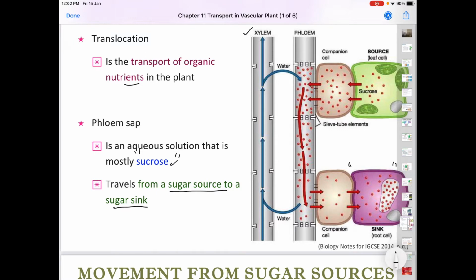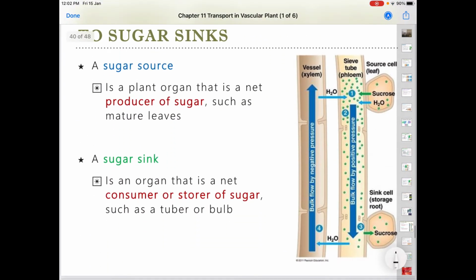So this is the structure of xylem, which is located alongside the phloem. And beside the phloem, we have here the companion cell, which also helps in the translocation of the nutrient from the source to the phloem.